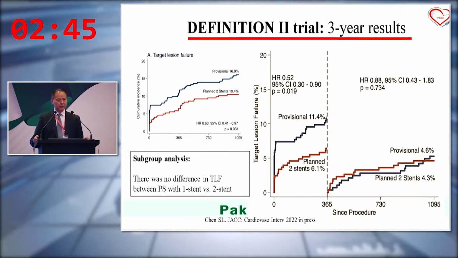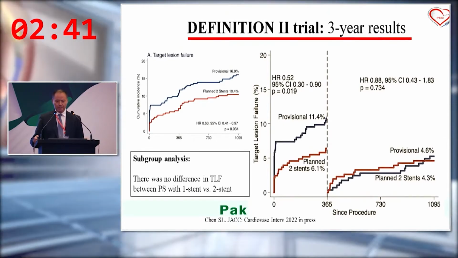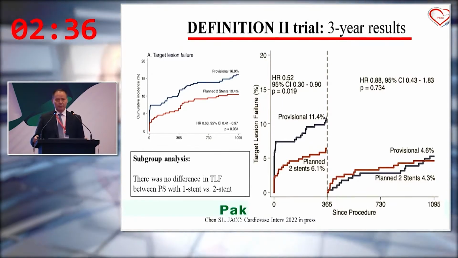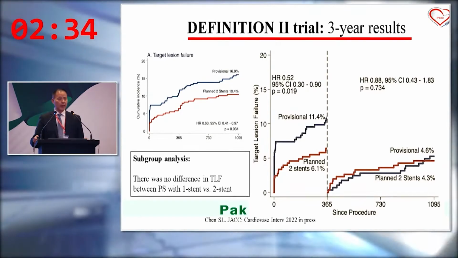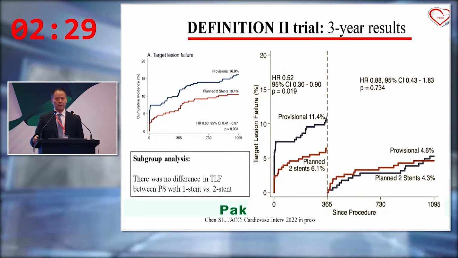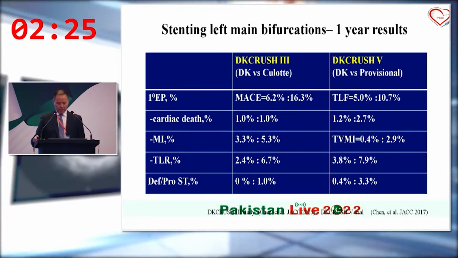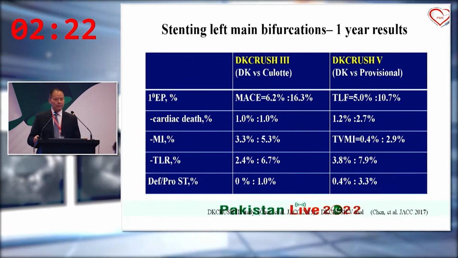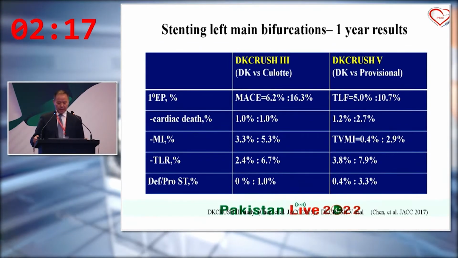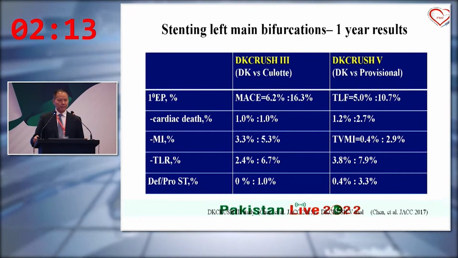So again, we tested our definition criteria in another external group, including 3,660 bifurcation lesions. After that, we designed the DEFINITION II trial. It was conducted at 49 international centers, and 660 patients were randomized to provisional stenting versus a systematic two-stent technique. The primary endpoint was 1-year target lesion failure. Stent thrombosis was a safety endpoint at 1-year follow-up.